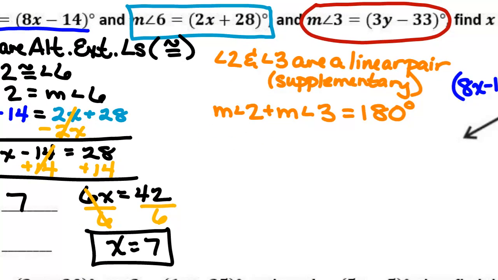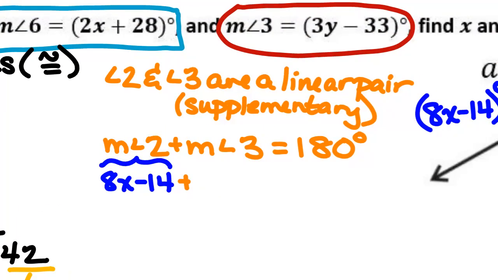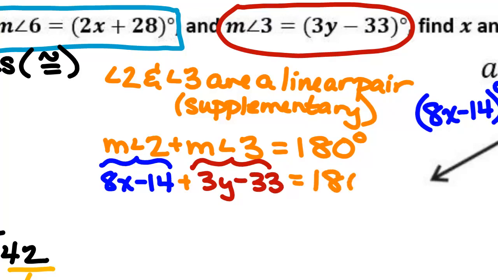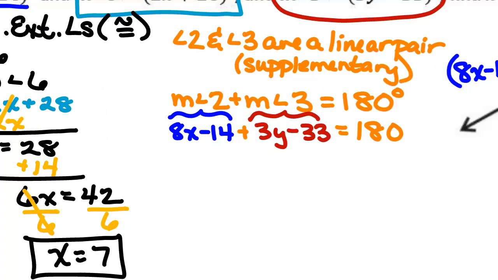Well, angle 2 is 8x minus 14. So I'm going to substitute that in. Plus the measurement of angle 3 is 3y minus 33. And that's equal to 180. I have a problem here. I have an x and a y in the same equation together. How can I fix that?